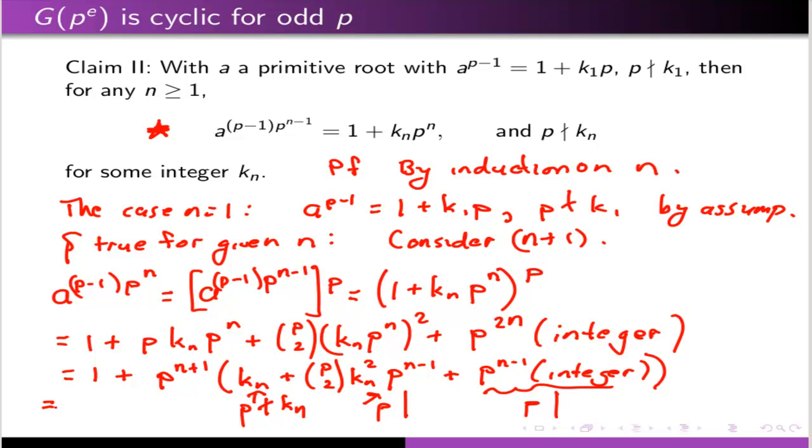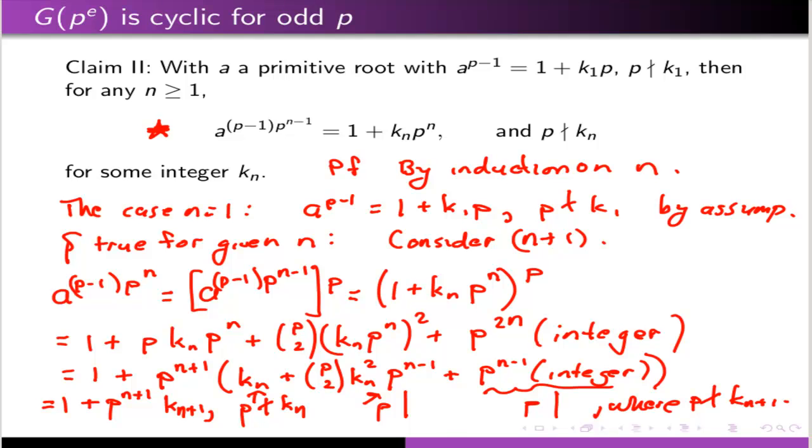So this would be 1 plus p to the n plus 1 k sub n plus 1, where p is not a divisor of k to the n plus 1. QED. So we've got the claim established.